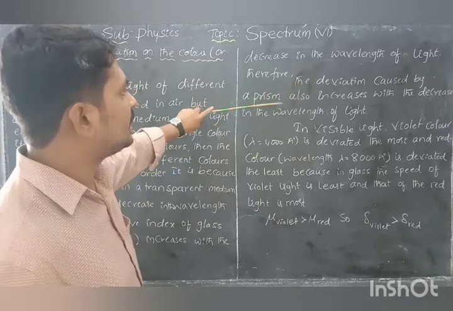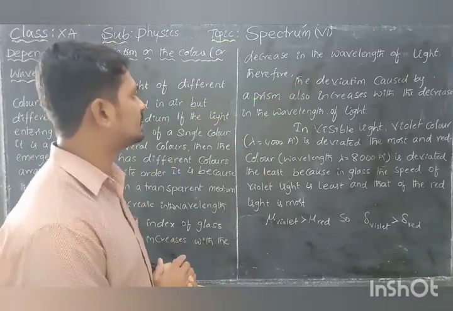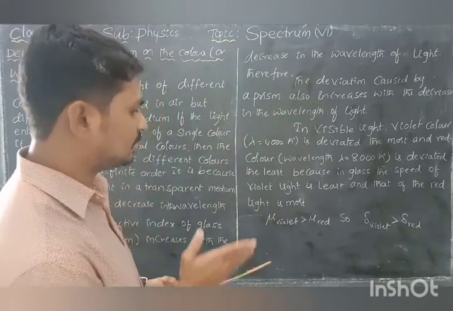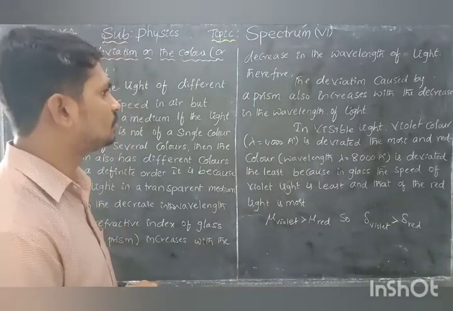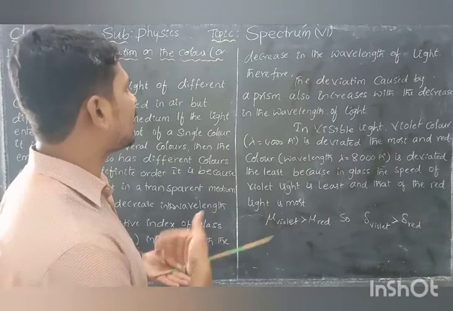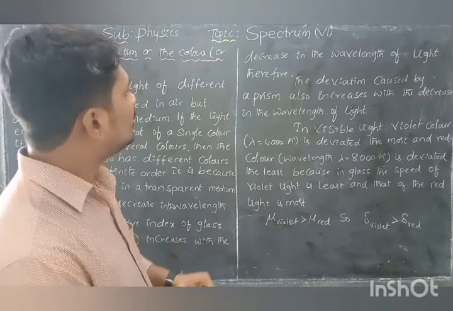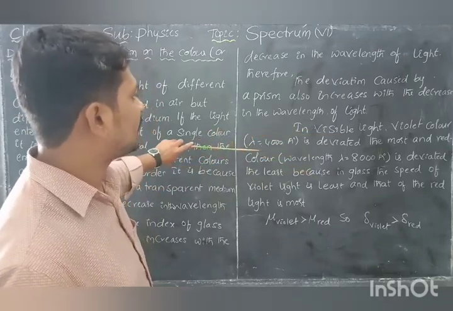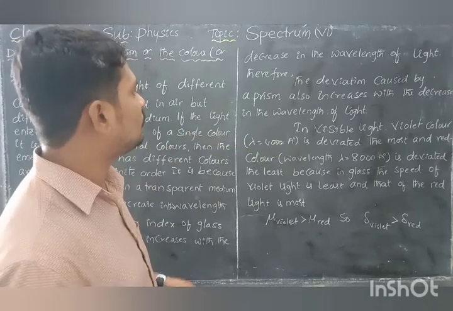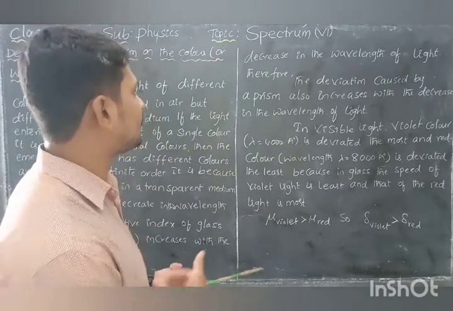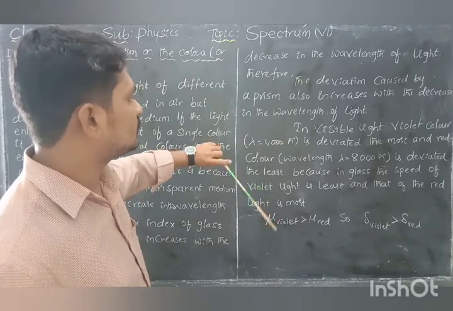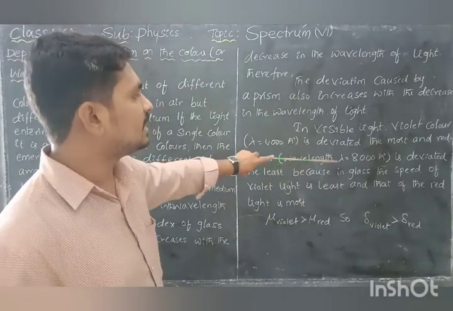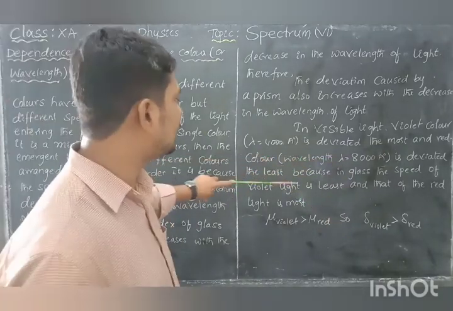The deviation caused by the prism, how much deviation is produced by the prism, also increases with the decrease in the wavelength of light. You already studied in the second unit the relation between the refractive index and the wavelength. In visible light, violet color has some refractive index and also some wavelength. It depends upon the color. The violet, 4000 angstroms, is deviated the most, and red color, with wavelength 8000 angstroms, is deviated the least.